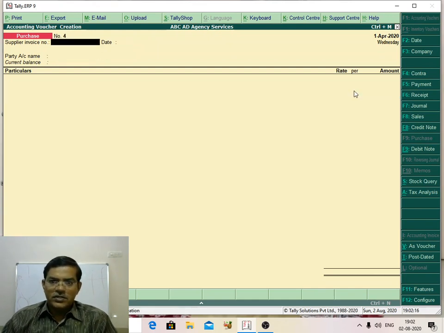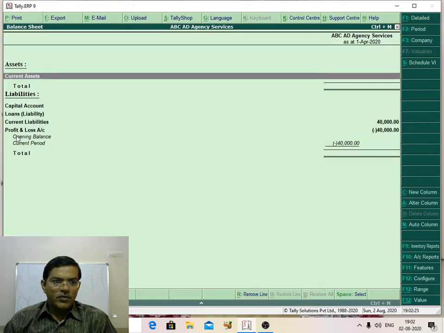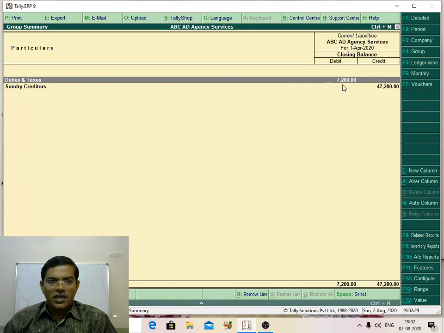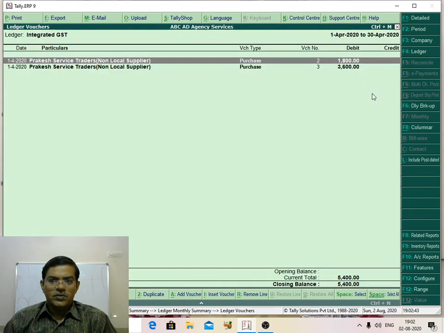After this, I will check my balance sheet. Go to the Gateway of Tally screen, balance sheets, and we can see current liabilities. Under current liabilities, duties and taxes shows 7,200. What does 7,200 mean? It includes all these items, the two purchases, where integrated taxes are applicable.